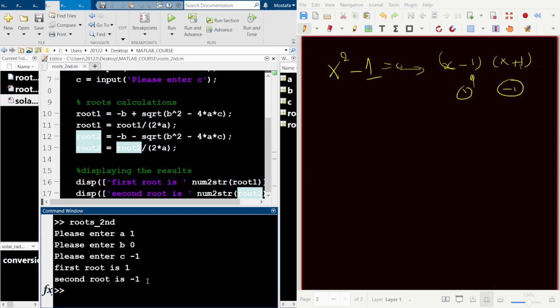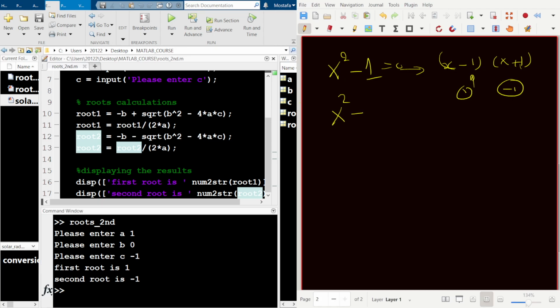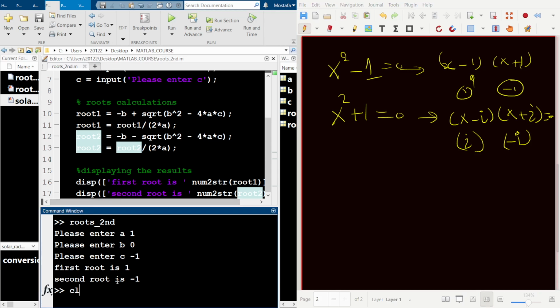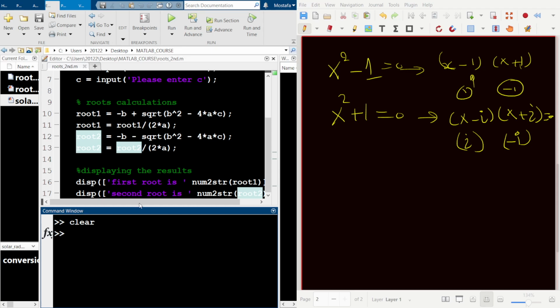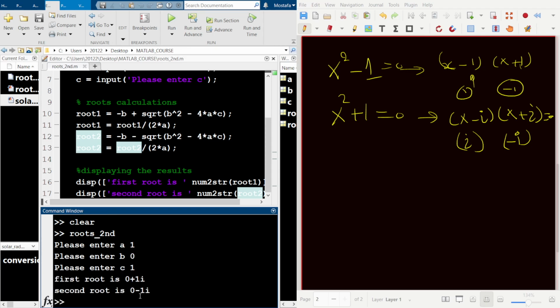Let's do another test case for which we know the solution. x squared plus 1 equals 0. So again, that will give you x minus i times x plus i equals 0. And that means that the roots are i and negative i. So let's do the testing here. Maybe clc first, clear. We can run. a is 1, b is 0, and c is 1. And yes, we got two complex roots: 0 plus 1i and 0 minus 1i.